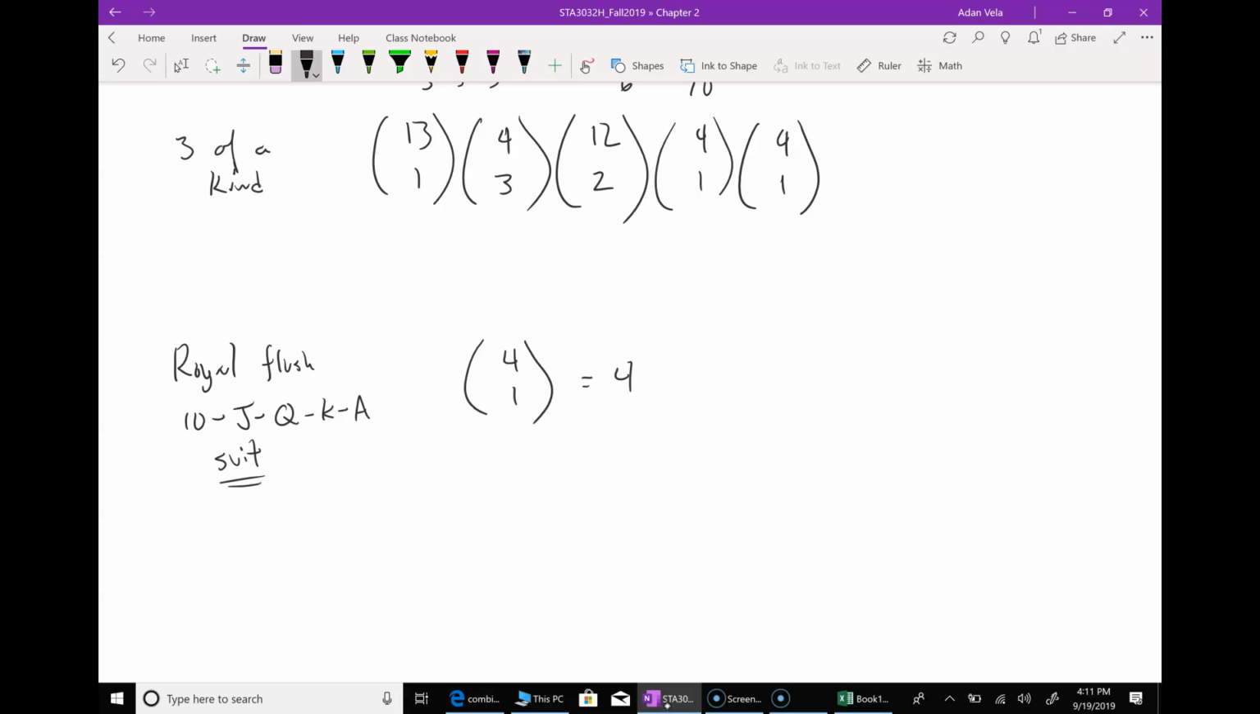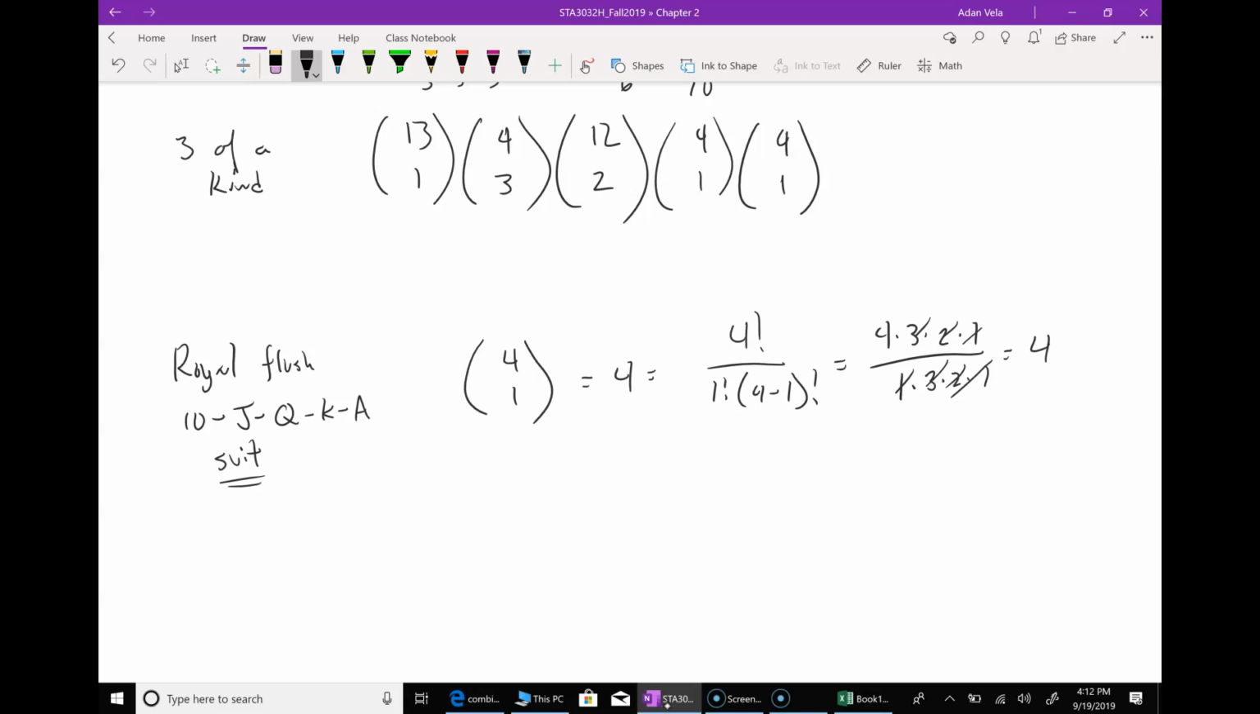If you want to go through that, that's just 4 factorial over 1 factorial times 4 minus 1 factorial. So you end up with 4 times 3 times 2 times 1 divided by 1 times 3 times 2 times 1, which is 4. So there are 4 ways to get a royal flush. Why did I jump to the end?